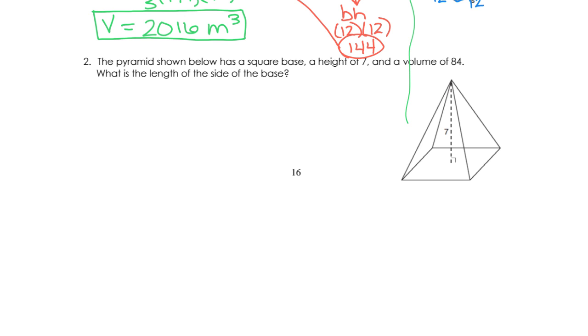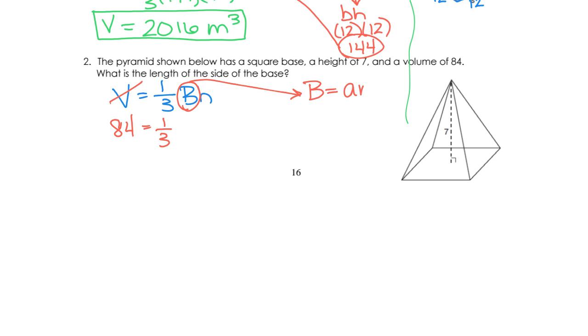All right, let's take a look at number 2. Number 2 is talking about a pyramid shown below with a square base again, a height of 7, and a volume of 84, and they want to know the length of the side of the base. So we go to our formula for volume of a pyramid and write down 1/3 big B times H. This time, that's a work backwards one since they tell us the volume is 84. Keep the equal sign, keep the 1/3, and then big B, which is the area of the base. Our base is a square, just like in the last one, which is base times height.